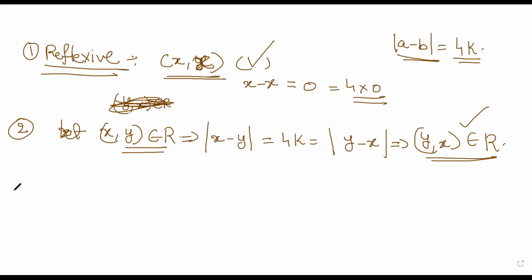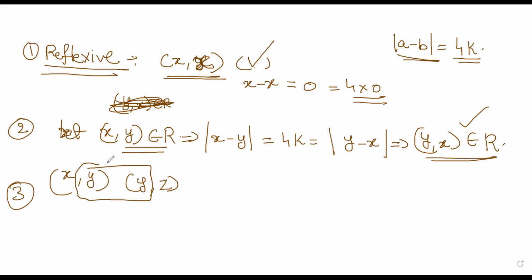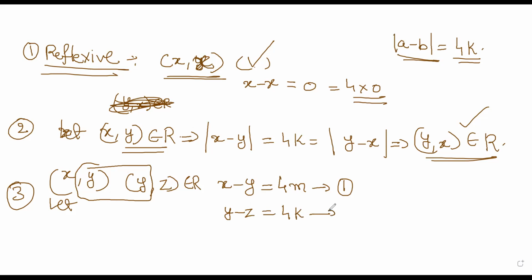The third one is the transitive part. For the transitive, we have to consider two pairs, x comma y and y comma z, such that y is common. This time I will not take mod for the relation. We will write x minus y is a multiple of 4, let us say 4m. Equation 1. Now y comma z also belongs to R. Let x comma y and y comma z belong to R. X minus y is equal to 4m, and y minus z is also some 4k, a different multiple of 4.